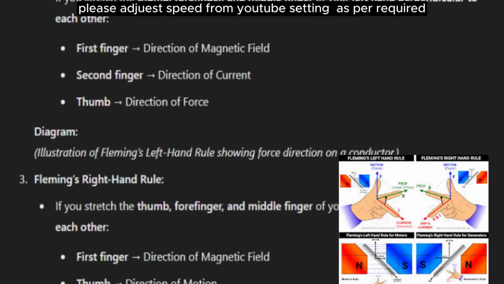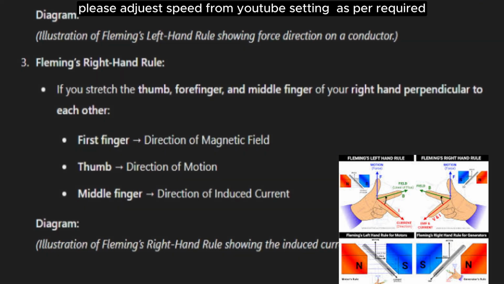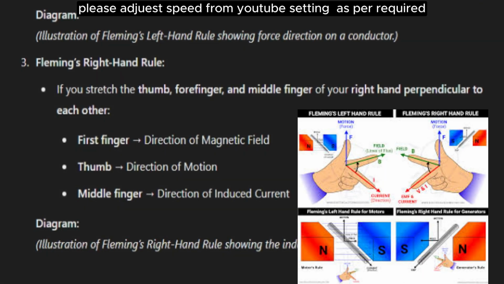3. Fleming's right-hand rule. If you stretch the thumb, forefinger, and middle finger of your right hand perpendicular to each other: First finger, direction of magnetic field. Thumb, direction of motion. Middle finger, direction of induced current.